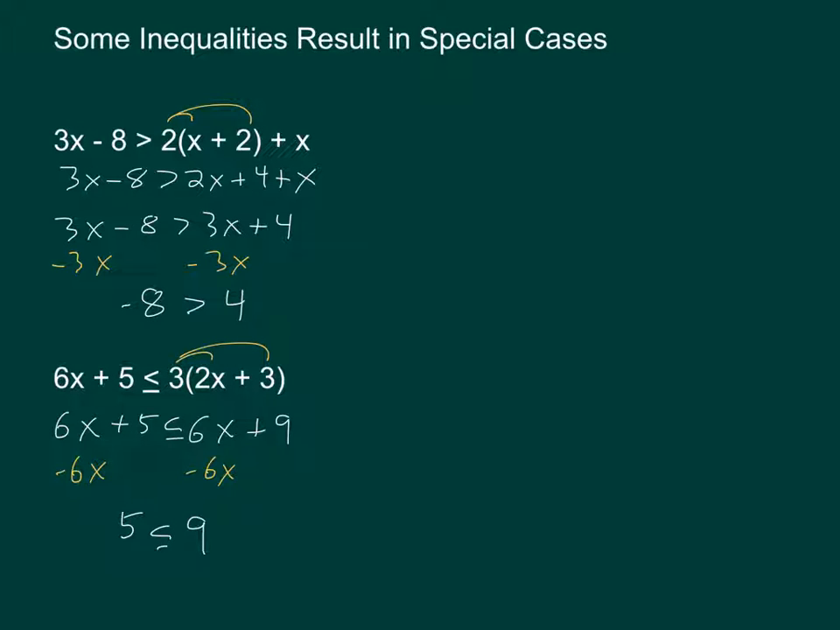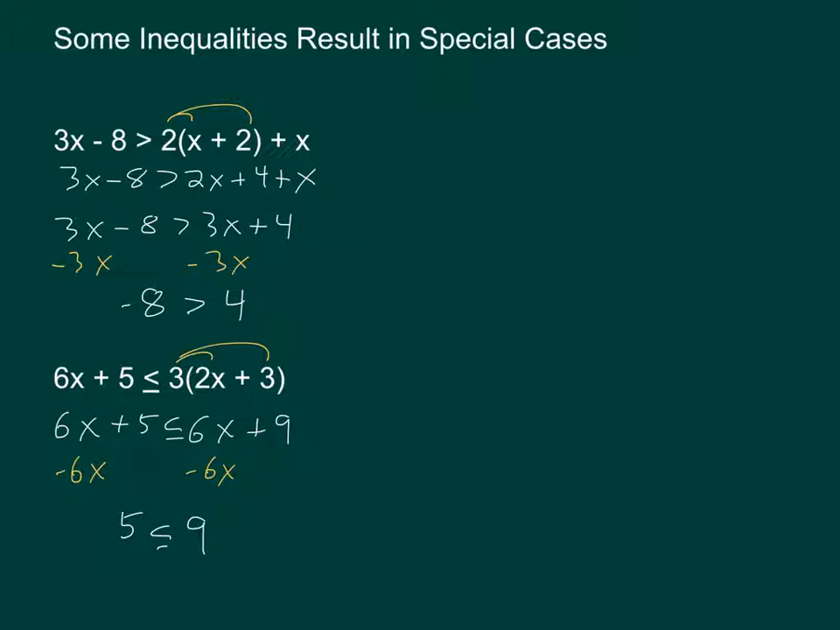Okay, so hopefully what you found is that in each case, the variables on the two sides of the inequalities actually end up canceling out. And what we're left with is a statement of just comparing two numbers. And the first example, we have -8 is greater than 4, and second example, 5 is less than or equal to 9. Well, anytime that we have our variables canceling out, our statement is just either going to be true or false. And so we use that to determine which special case we have.